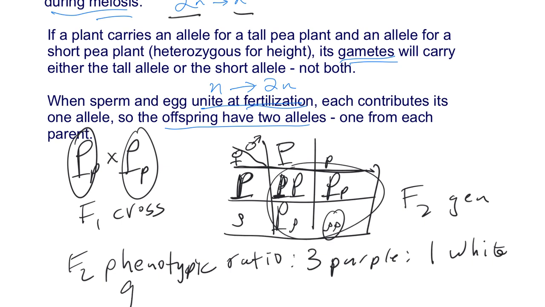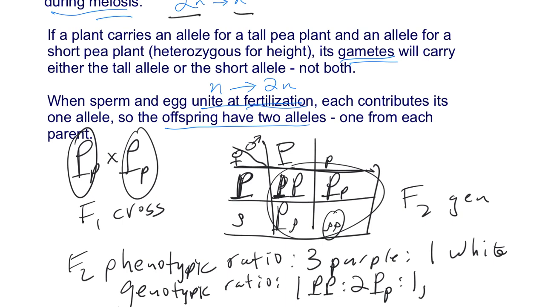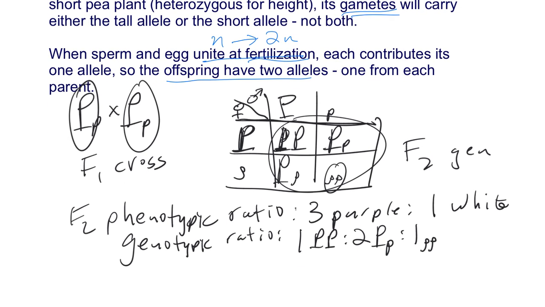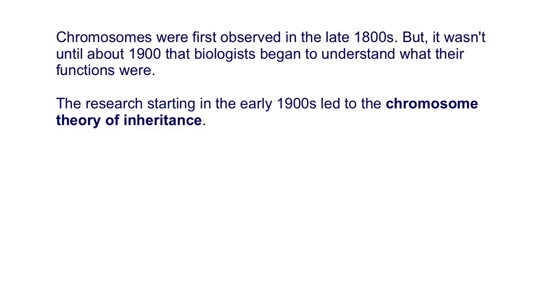Genotypic ratios would be 1 homozygous dominant to 2 heterozygotes to 1 homozygous recessive, right? Just look in the boxes.